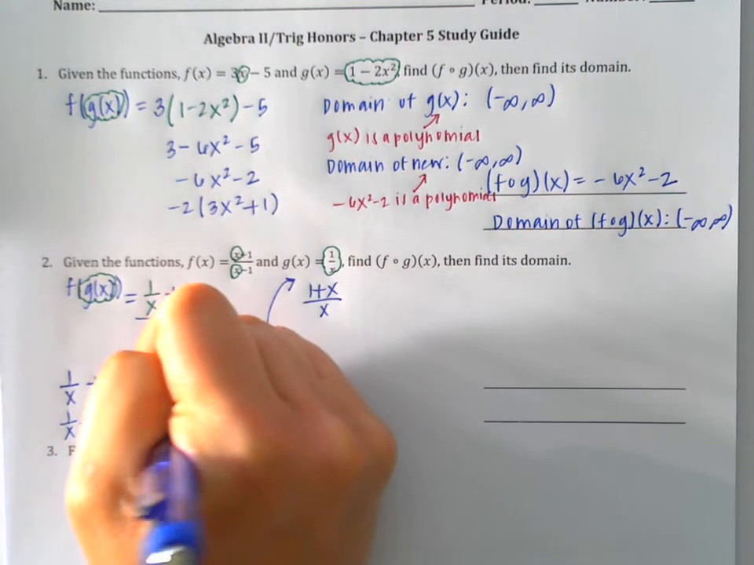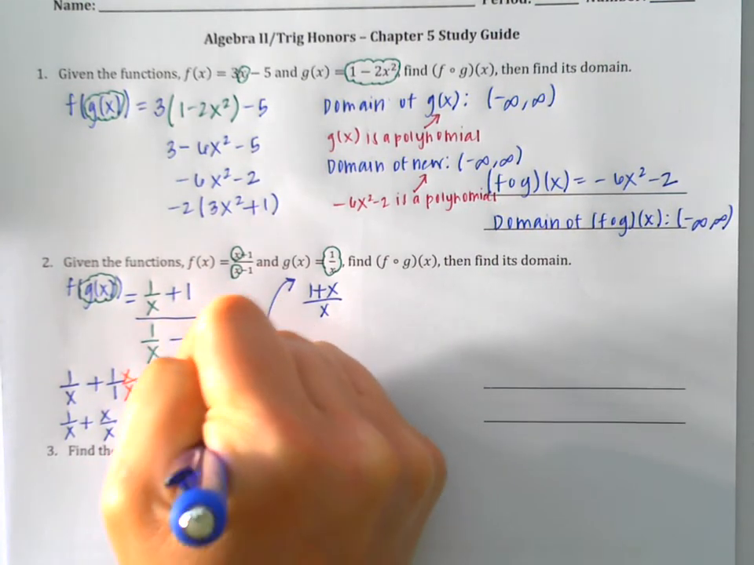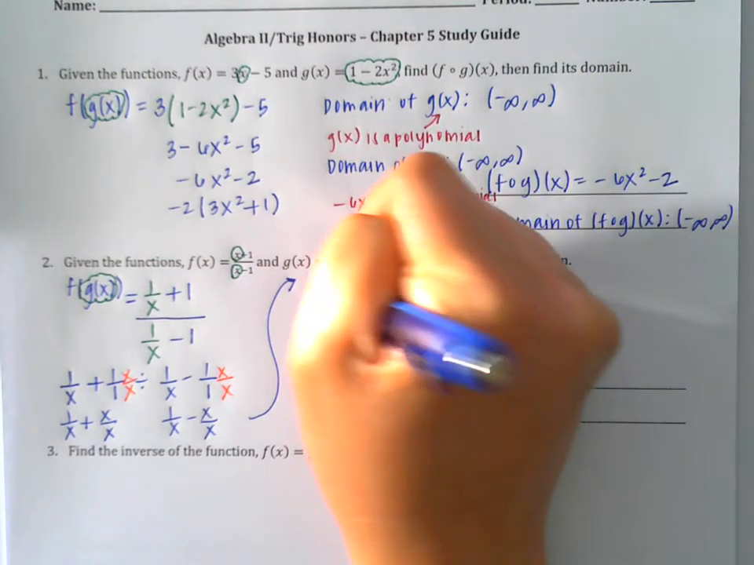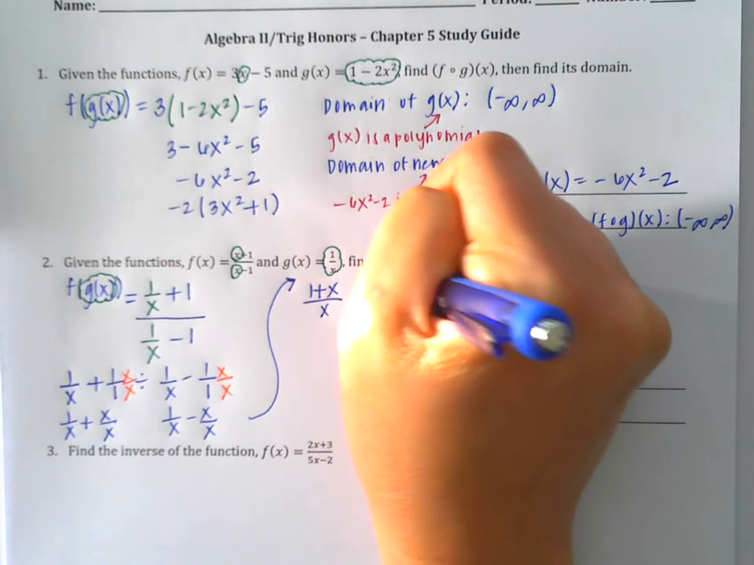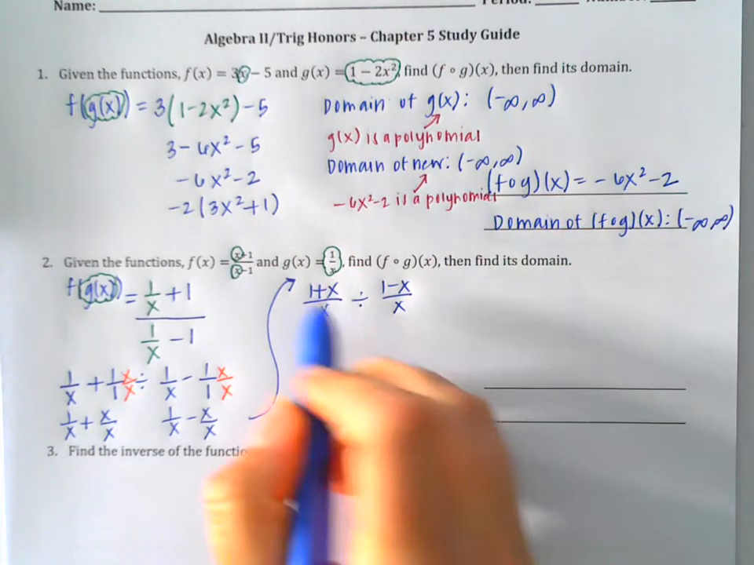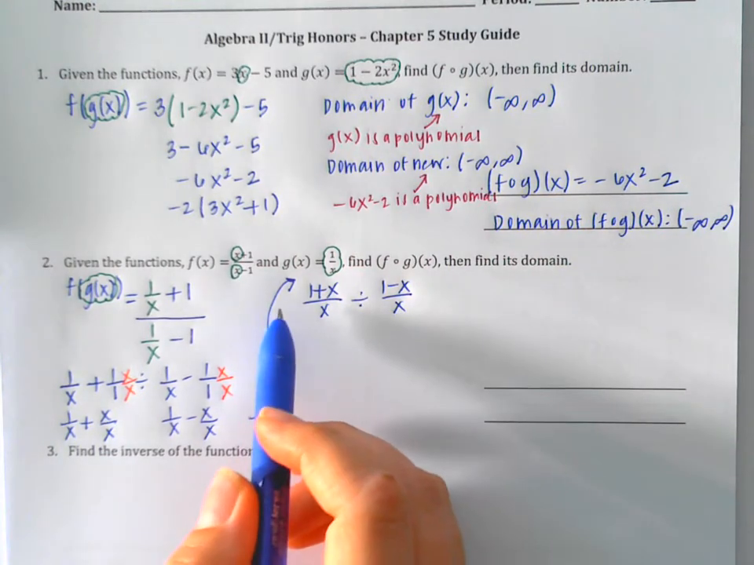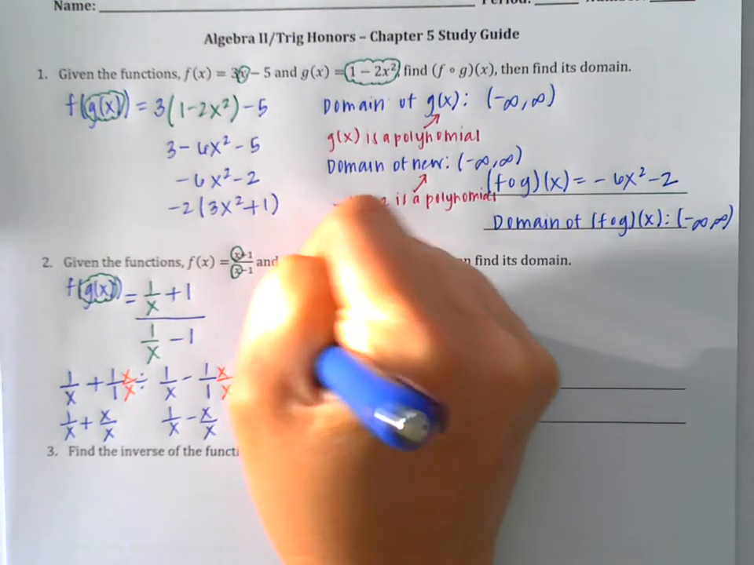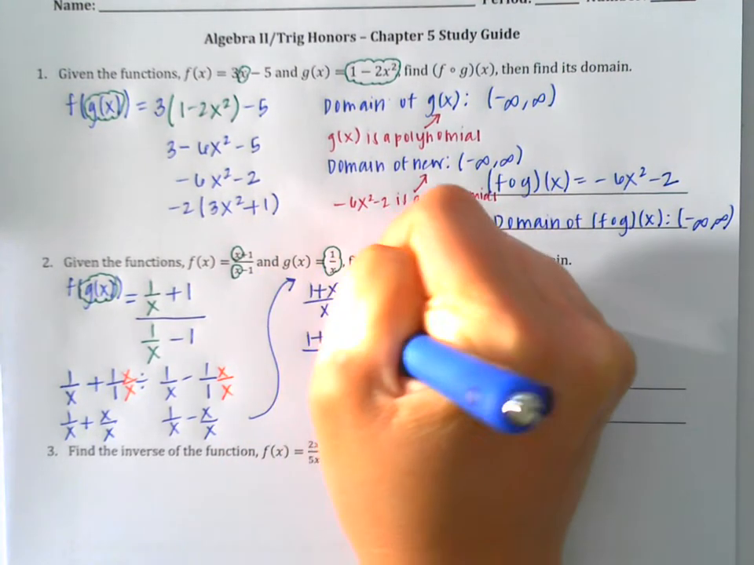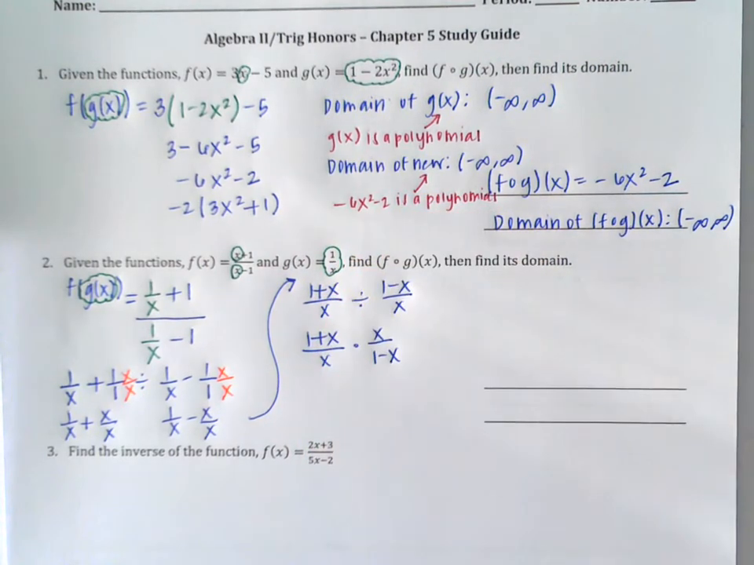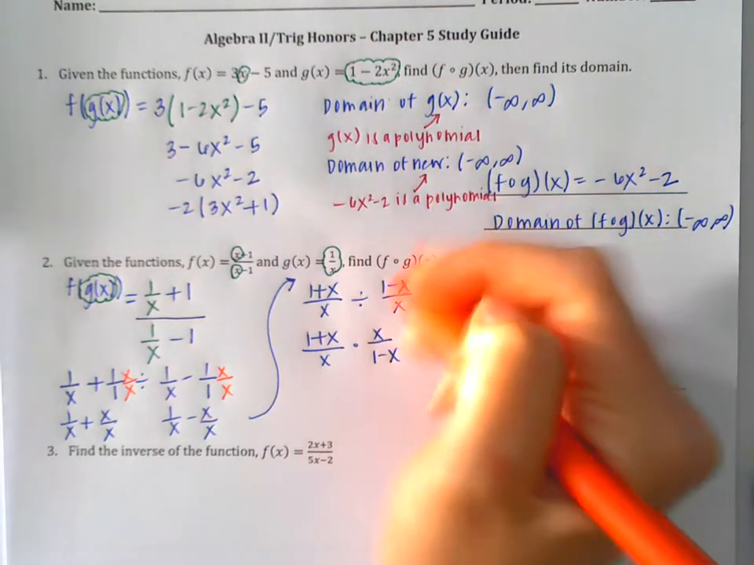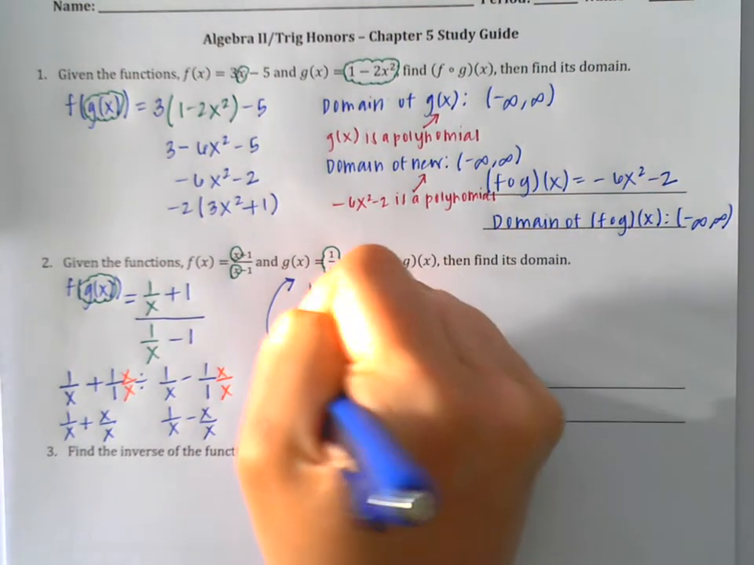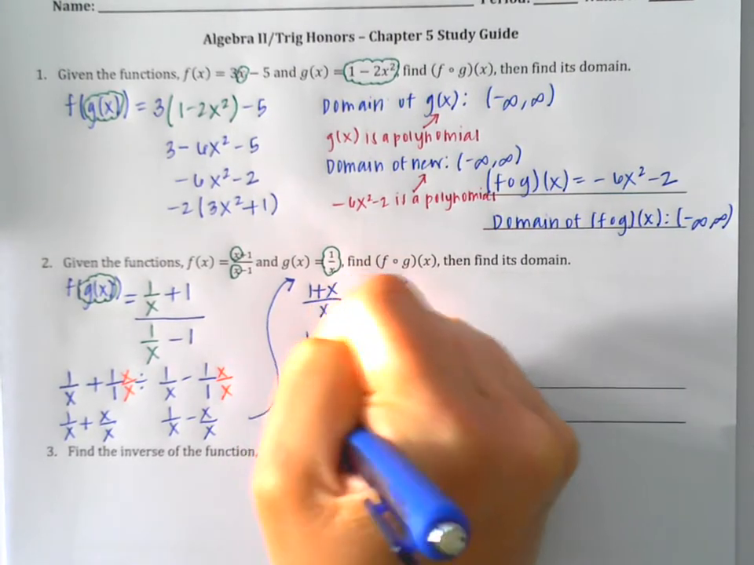So that's going to be 1 over x minus x over x. Now that they have a common denominator, I can rewrite it as 1 minus x over x. Now I have one fraction on the left, one fraction on the right. Now I can flip and multiply. So 1 plus x over x times x over 1 minus x. I know my x's are going to cancel. And so then I'm left with 1 plus x over 1 minus x.